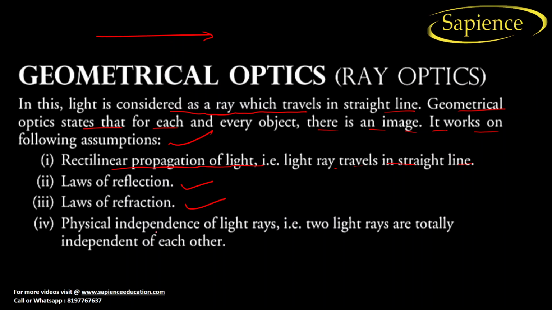After that we will discuss the physical independence of light rays, that is, two light rays are totally independent of each other. If one light ray is like this and another is like this, both are independent. There is no collision and no relation between these two rays. If the intensity of one ray increases or decreases, it doesn't affect the other ray.